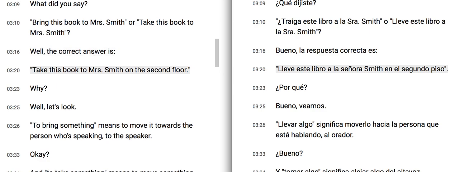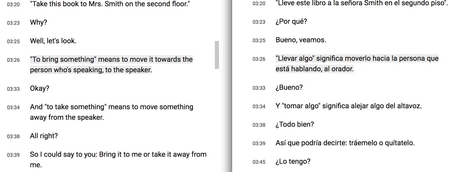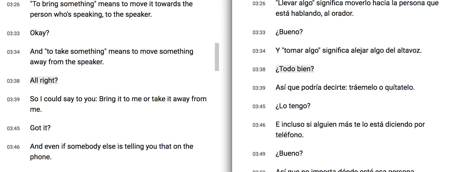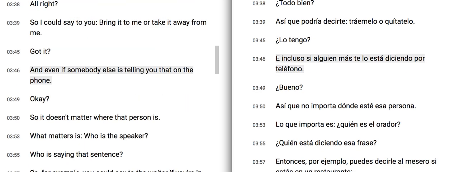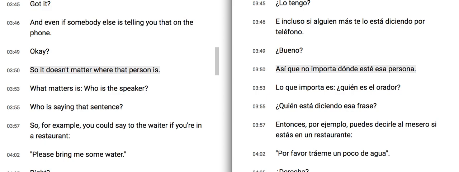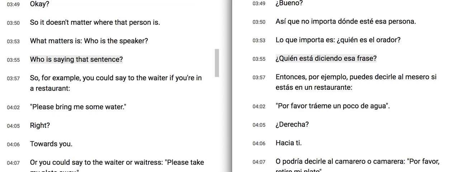take this book to Mrs. Smith on the second floor. Why? Well, let's look. To bring something means to move it towards the person who's speaking, to the speaker, okay? And to take something means to move something away from the speaker, all right? So I could say to you, bring it to me or take it away from me. Got it? And even if somebody else is telling you that on the phone, okay? So it doesn't matter where that person is. What matters is who is the speaker, who is saying that sentence.